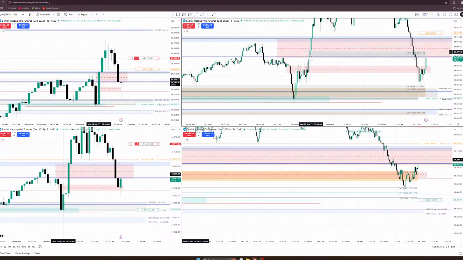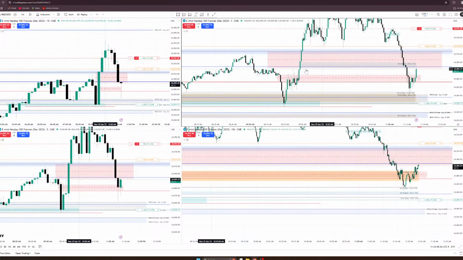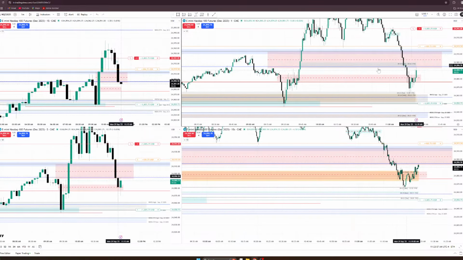So this is today's first presentation fair value gap, guys. This fair value gap, which is in gray color, 929. So we already closed below this first presentation fair value gap.